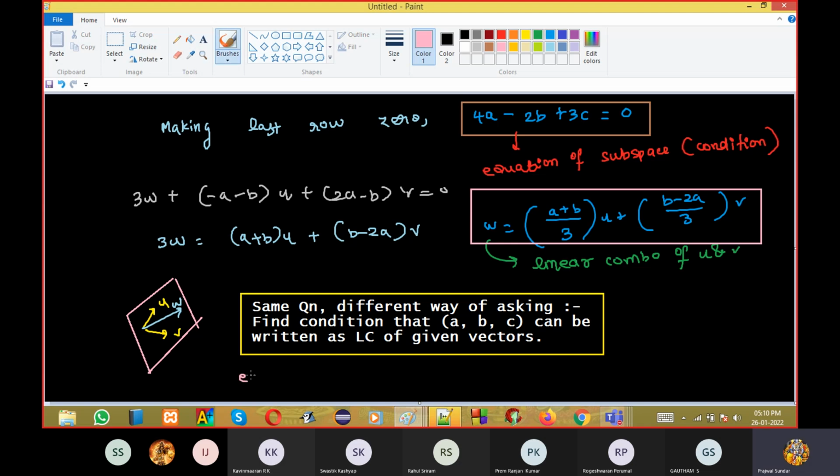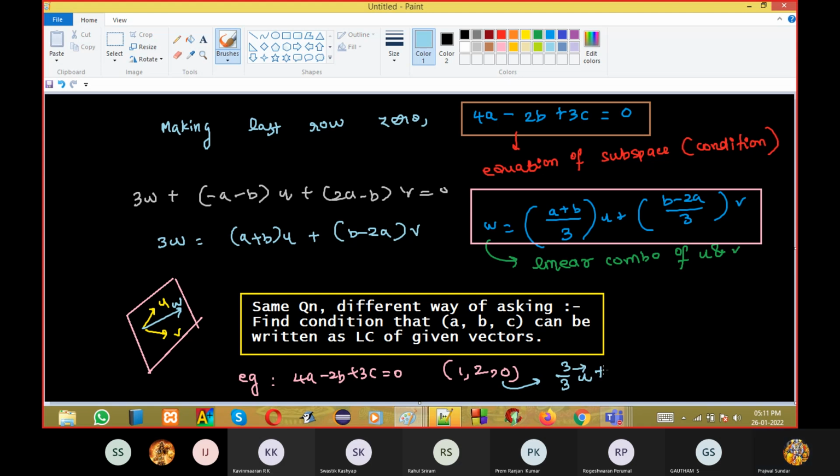Example, suppose I want to express a vector from this condition. I'll take some point. I'll take A, B, C. Tell me some point now. 1, 1, 4, 2, 1, I'll take 1, 2, 0. Is that not satisfied? That is satisfied. So what I can do is write this as A plus B by 3 times U plus B minus 2A.